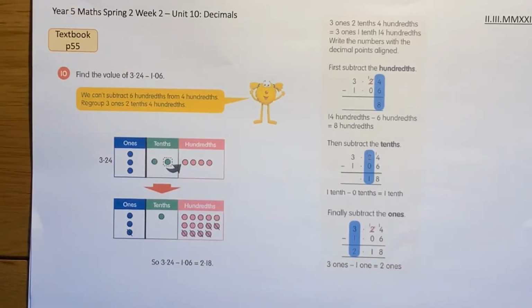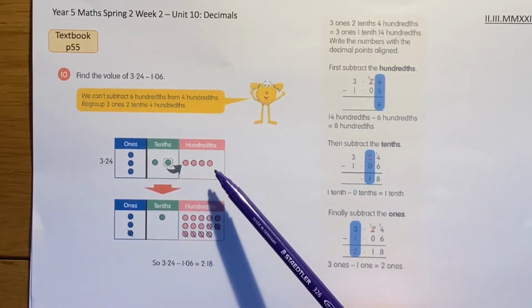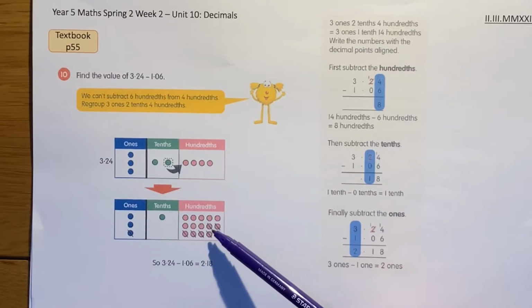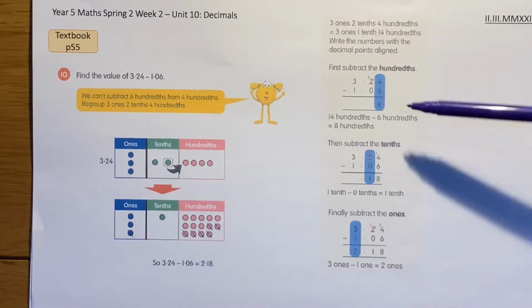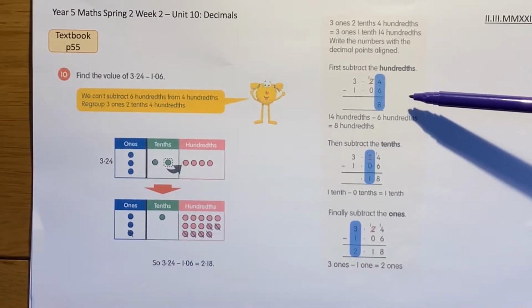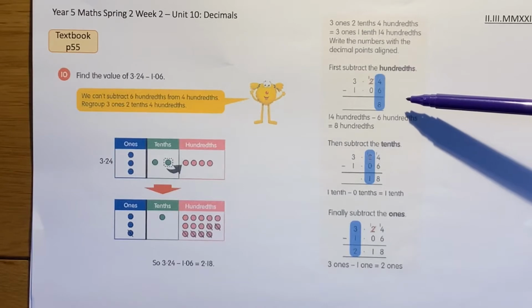Let's look at this one together then. So we've got 3.24 take away 1.06, and we're going to start with our hundredths. So we've got 4 hundredths, we need to take away 6. We can't do that, so we need to regroup a tenth. You can see that's what they've done there, leaving 1/10 behind and adding those 10 hundredths to the 4 that were already there to give us 14 hundredths. Now we can subtract the 6 hundredths by crossing them out and leaving 8. And this is what that looks like as an abstract method at the side here.